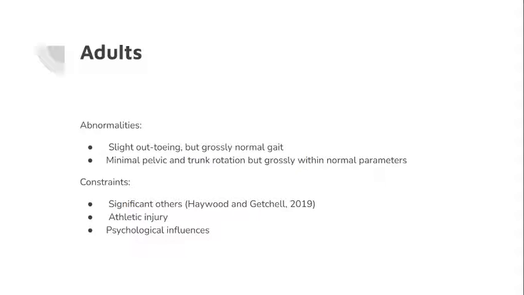Constraints, maybe he had an athletic injury at some point. Maybe the ground is slippery, because it does look like he's by a pool, or maybe in a swimsuit. There's also potential psychological influences. Maybe he's afraid of getting injured. Maybe he's afraid of a particular thing in the environment. And of course, there's a significant other. So who's in the room with him? What's the specific task going on?